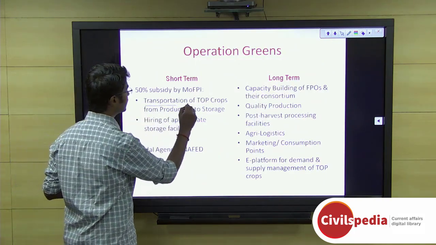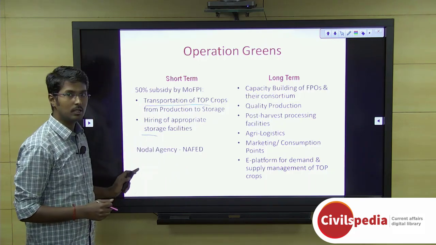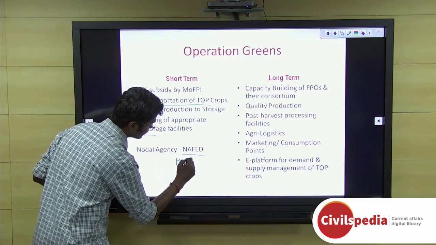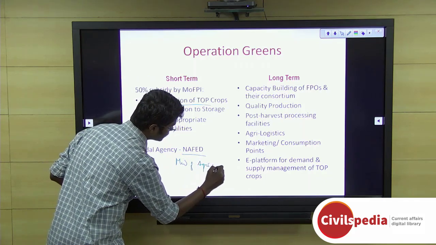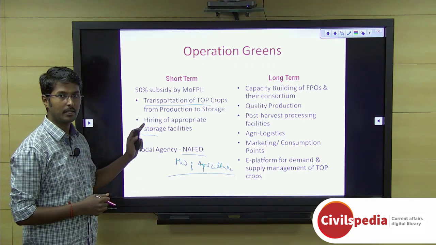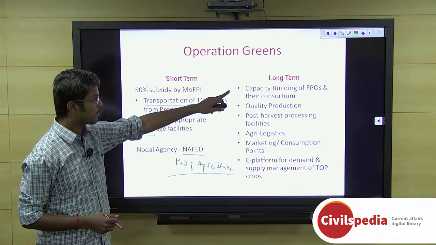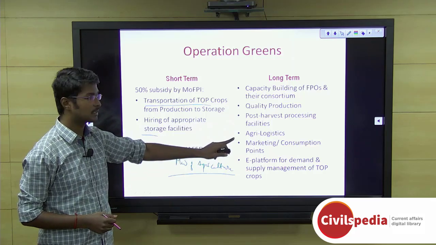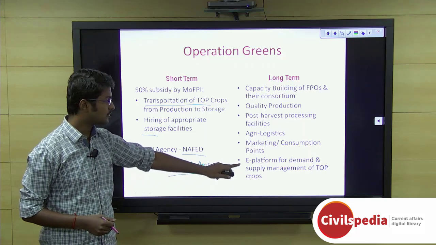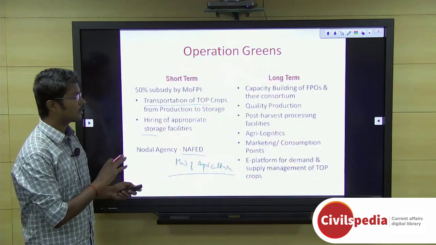Short term, we have transportation of the TOP crops from the production to the storage and hiring of appropriate storage facilities. So here the nodal agency will be NAFED, National Agricultural Cooperative Marketing Federation. This is under the Ministry of Agriculture. You need to keep this in mind. From a prelims point of view, they can ask who is the nodal agency for operating this Operation Green. It is NAFED under the Ministry of Agriculture. So long term, I have discussed everything from capacity building to quality production to post-harvest processing, agri-logistics, marketing consumption points, and finally an e-platform for managing the demand and supply of these TOP crops at the overall level. So this is all about Operation Green.